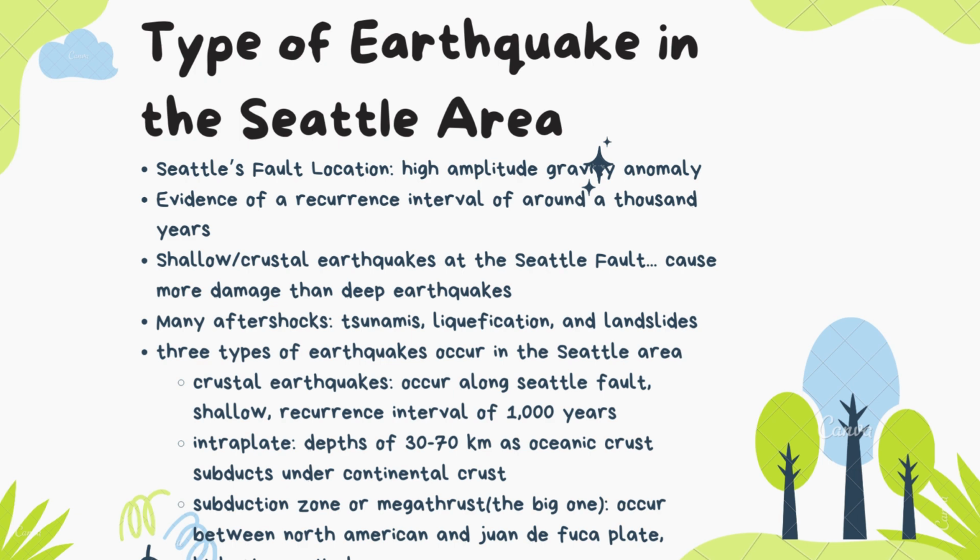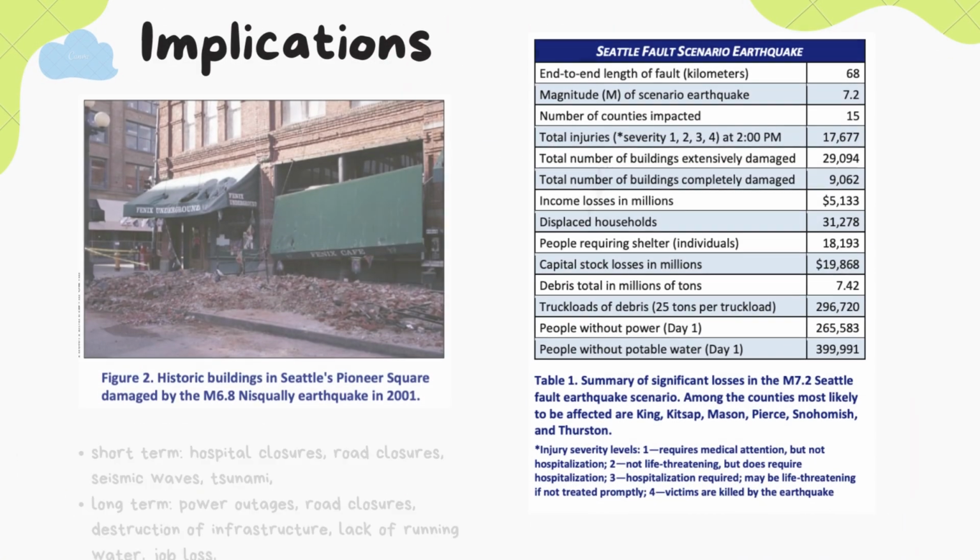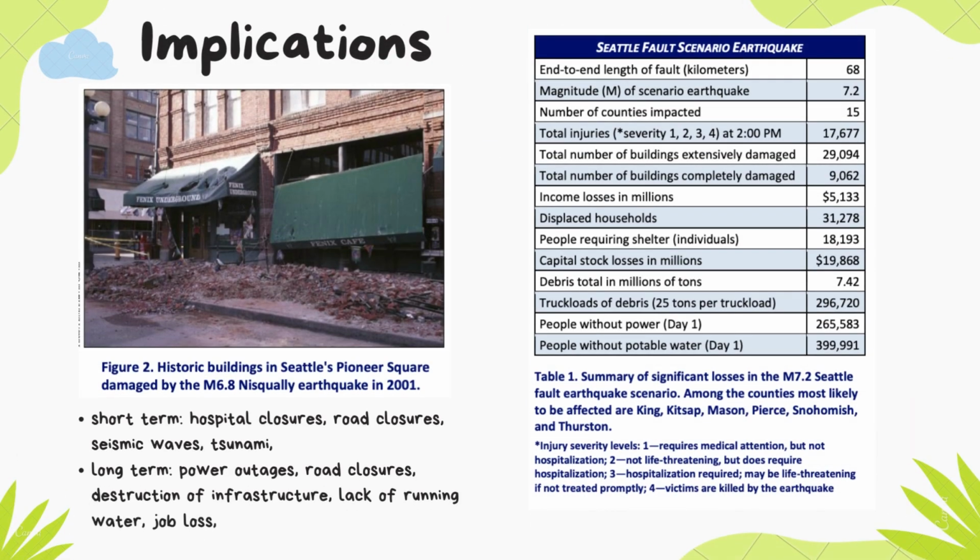This model earthquake scenario is a shallow or crustal earthquake, which typically does more damage than a deeper earthquake of similar magnitude, as the seismic waves lose more energy the more they travel before reaching the surface. This could cause a tsunami, liquefaction of sediments, and landslides. This would lead to a high number of people injured, damage to thousands of buildings in all of the affected counties, economic losses, and power outages, just to name a few.